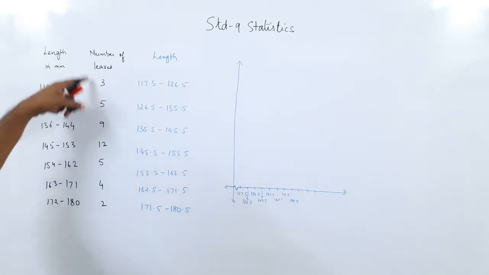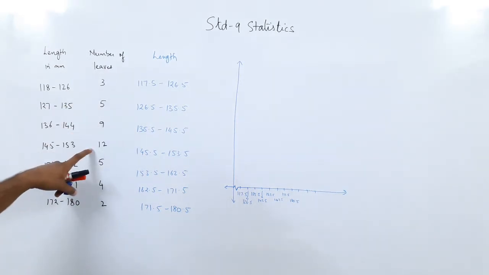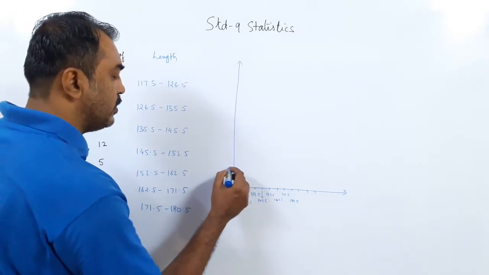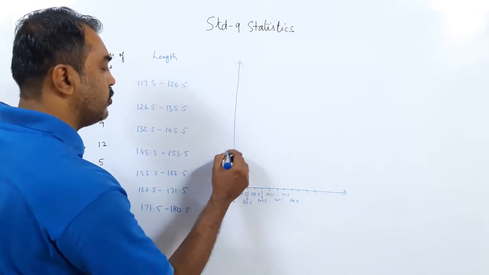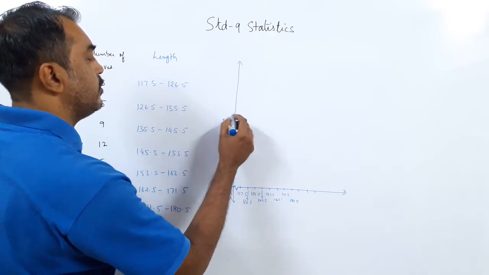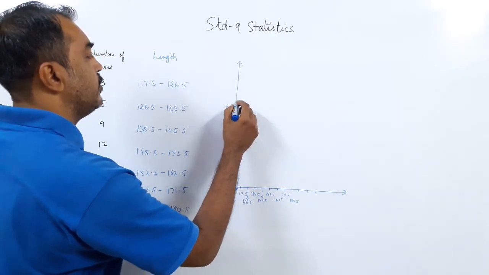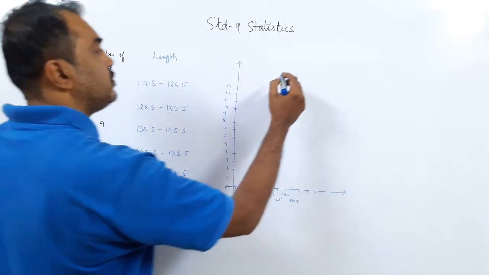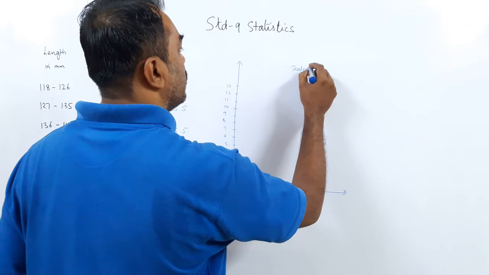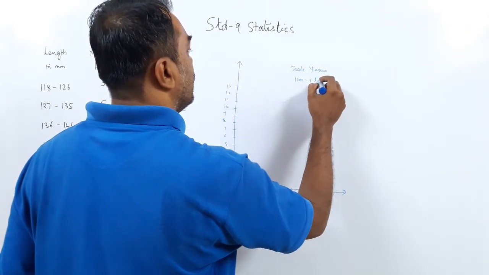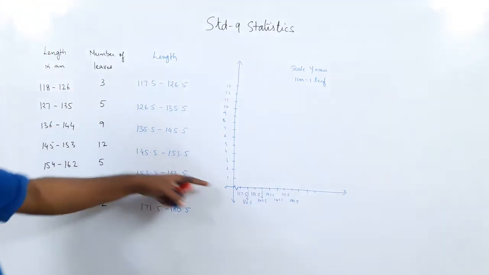Now the scale, number of leaves. The maximum is 12. So we can go by 2, 4, 6, 8, 10, or we can also do 1, 2, 3, 4, 5, 6, 7, 8, 9, 10, 11, 12, 13. So the scale on the y-axis is 1 centimeter equal to 1 leaf. I've taken 1, so 1 leaf.